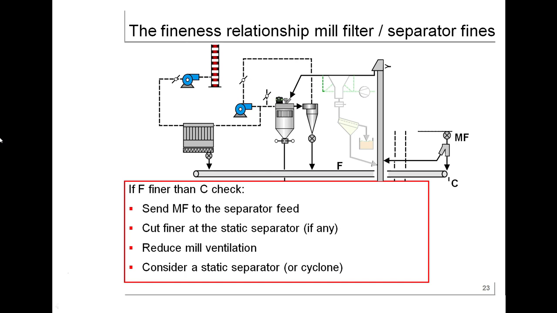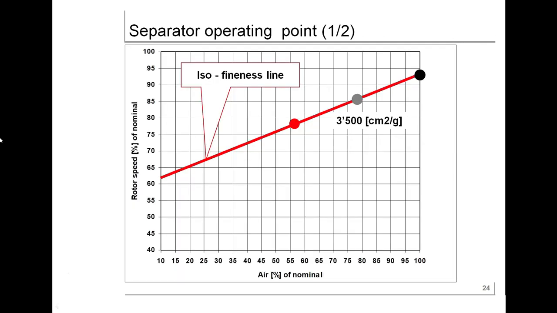Send MF to the separator feed. Cut finer at the static separator. Reduce mill ventilation. Consider a static separator. Separator operating points: rotor speed of nominal, air of nominal.